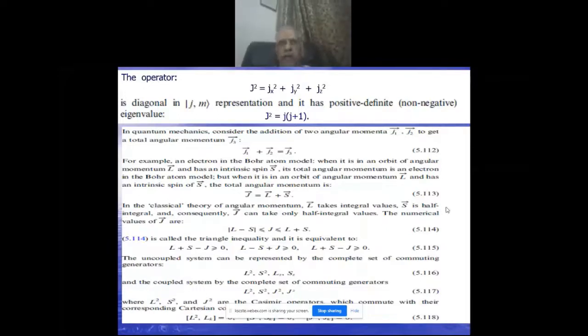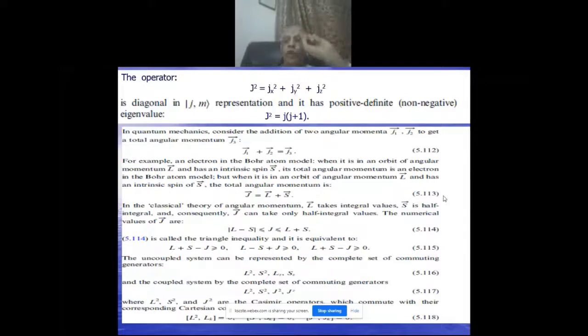Now, if you have a coupled system, that is, you have two particles J1 and J2, or a particle which has orbital angular momentum and spin angular momentum, two angular momenta L and S, or J1 and J2 as we call them, and their sum is J, which is L plus S, then what is the total number of generators, operators, which will commute among themselves? I mentioned to you that L squared commutes with only one of the components, not all the three components.